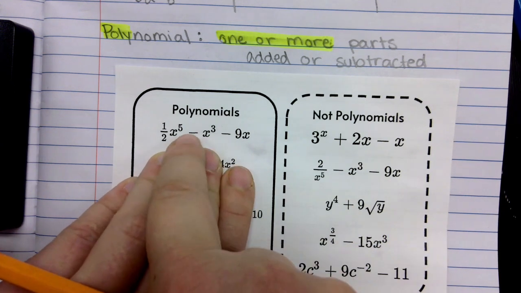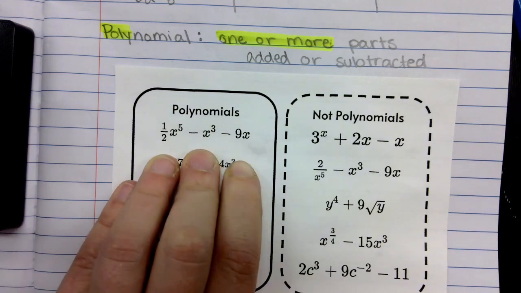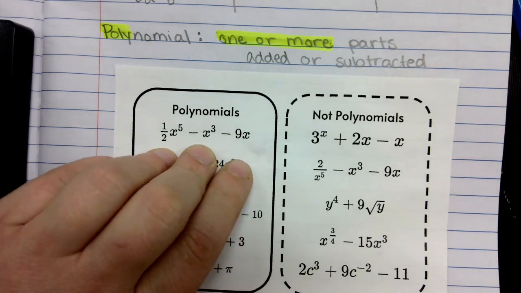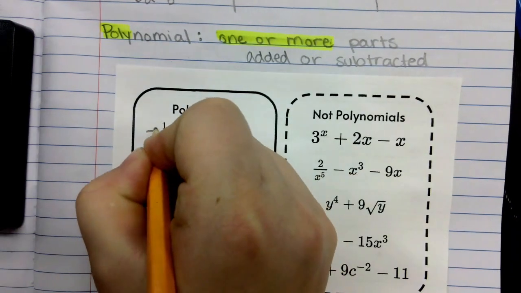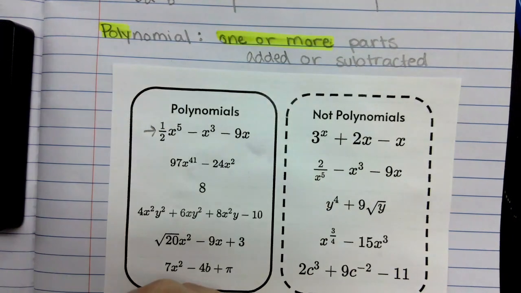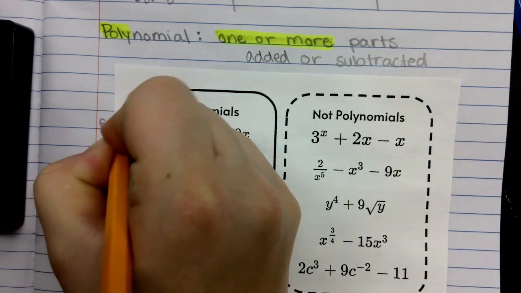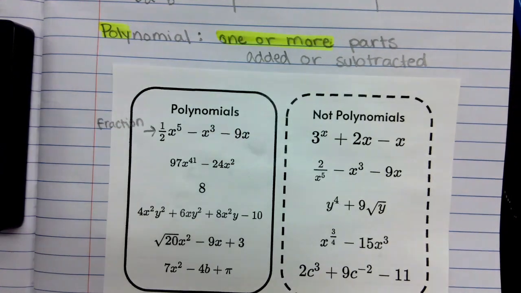All right, and this next one, what's goofy about this one? What do you see that's maybe a little different looking? A square root. Is the x squared in the square root? No. What's under the square root? Just the 20. And so that we have a square root of a number, we can do that. So a square root is okay as long as it's a coefficient, a number in front.